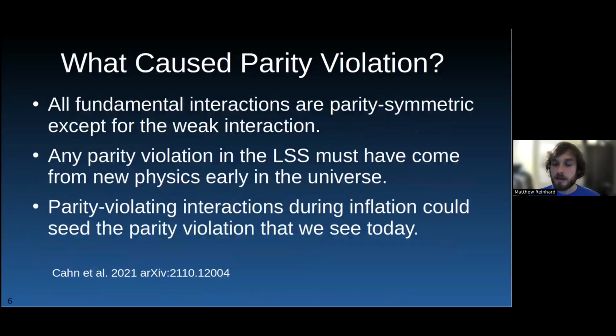So if in fact the large-scale structure is not invariant under a parity transformation, this begs the question, what could have caused this parity violation in the large-scale structure? We know that all fundamental interactions are parity symmetric, except for the weak interaction, but the weak interaction is very weak and didn't really play a role in the formation and evolution of the large-scale structure of matter. Therefore, any parity violation in the large-scale structure must have come from some new, as yet undiscovered physics early in the universe. If there were a parity violating interaction during inflation, this could potentially seed the parity violation that we observe at late times today.